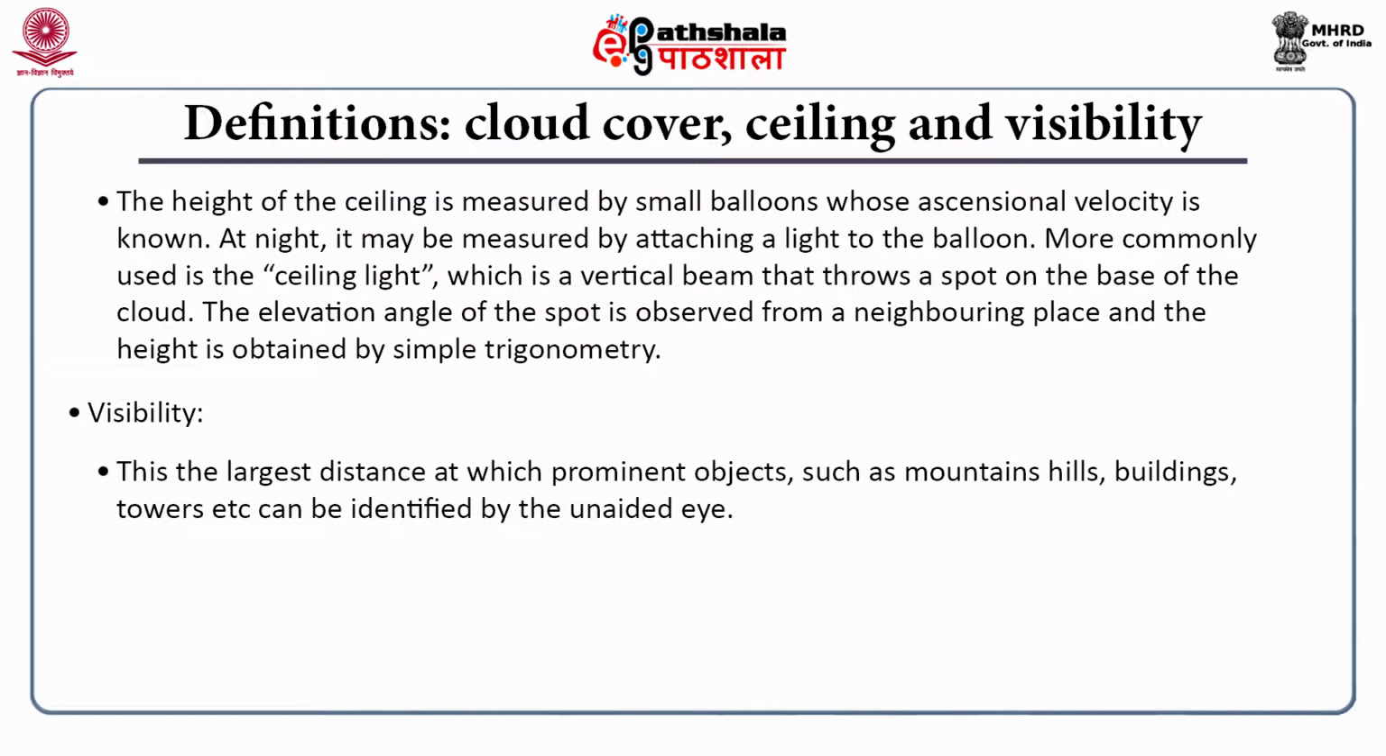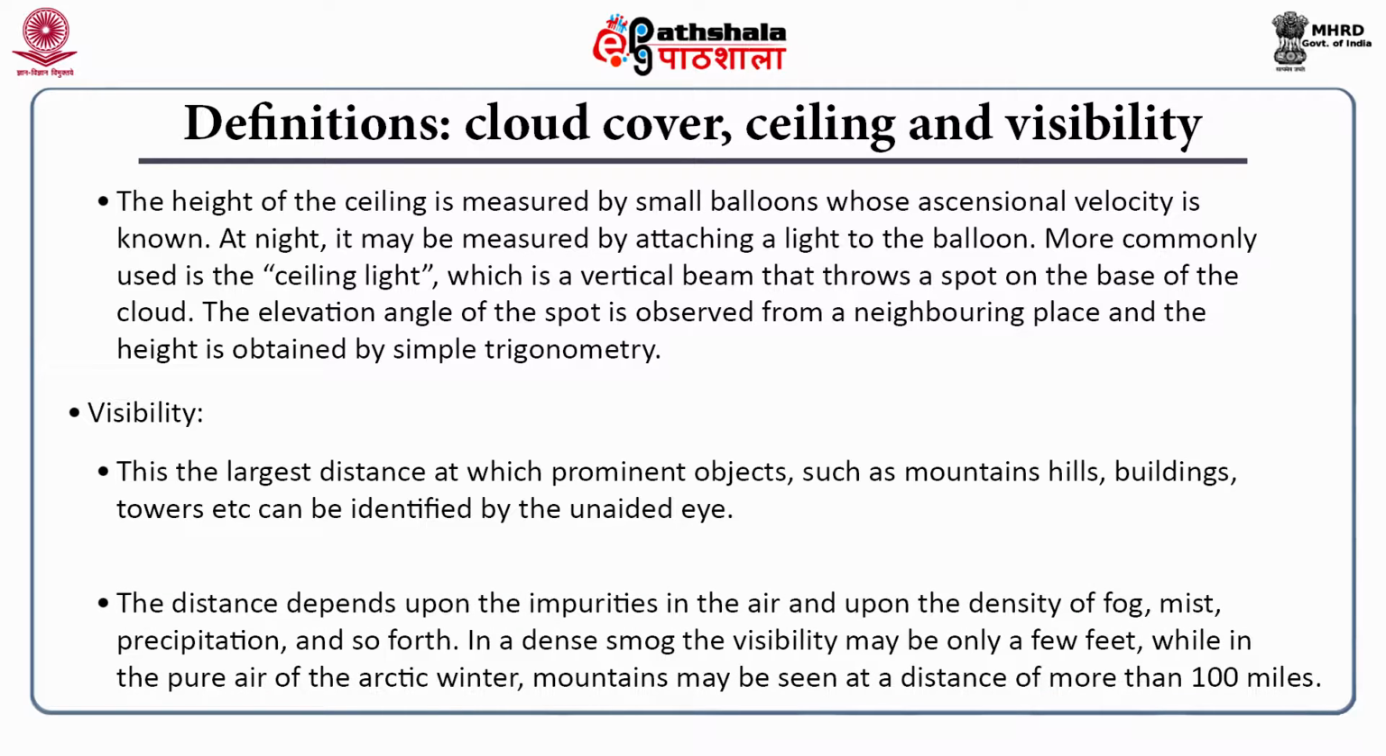This is the largest distance at which prominent objects such as mountains, buildings, towers, etc. can be identified by the unaided eye. The distance depends upon the impurities in the air and upon the density of fog, mist, precipitation, etc. In a dense smoke, the visibility may be only a few feet, while in the pure air of the Arctic winter, mountains may be seen at a distance of more than 100 miles.